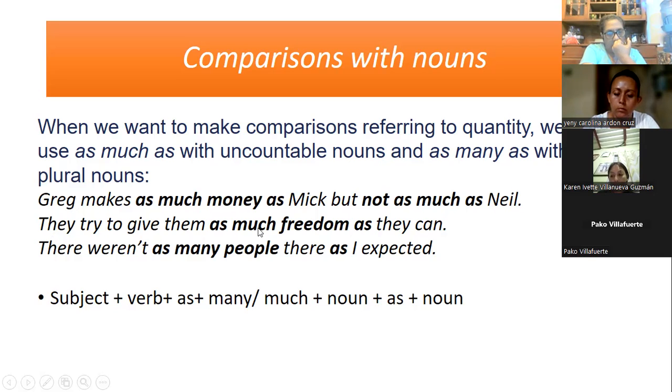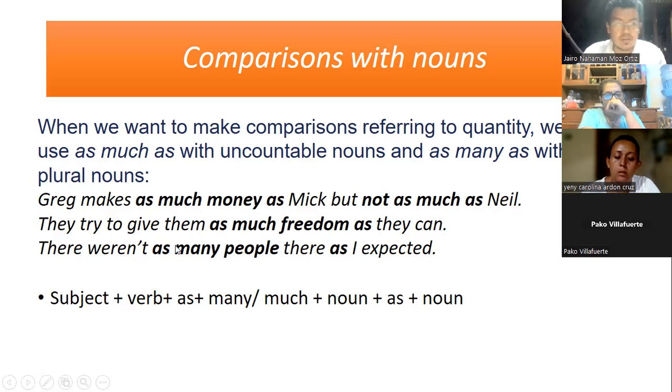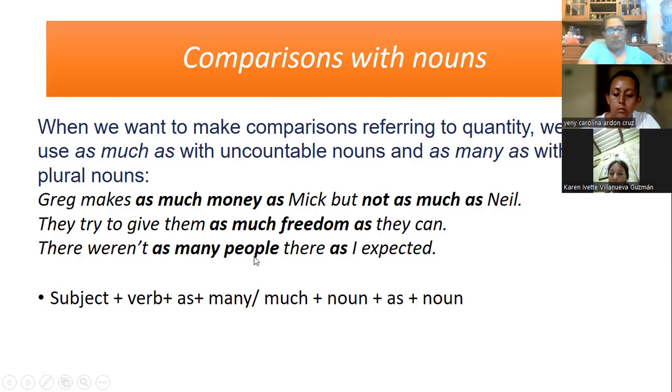They try to give them as much freedom as they can. In this case, freedom is uncountable. That's why we use much. As much freedom as they can. And the last example. There weren't as many people there as I expected. So in this case, why is it many? Why is many used here? Countable. Because people is countable. It's a plural.